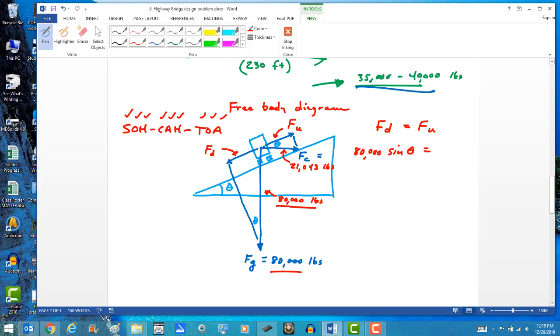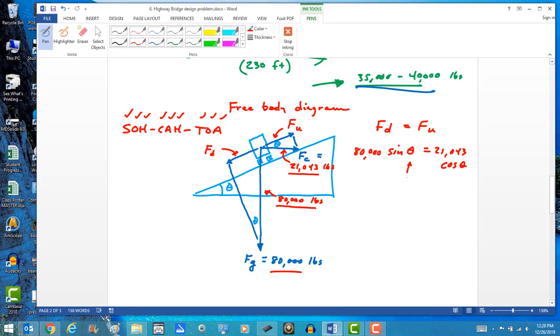Now let's take a look at the centrifugal force triangle, the smallest triangle. I've written the centrifugal force at 30 miles per hour, which is 21,043 pounds, with a little arrow pointing at the hypotenuse, and we're trying to figure out F sub U, which is this side right here. So we would want to use cosine in that case, because that's the adjacent side to the angle theta in that triangle. The cosine of theta is adjacent over hypotenuse, which would be F sub U over 21,043. Rearranging, F sub U equals 21,043 times the cosine of theta.